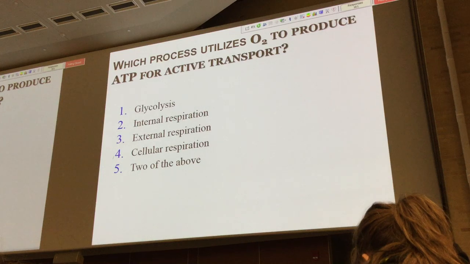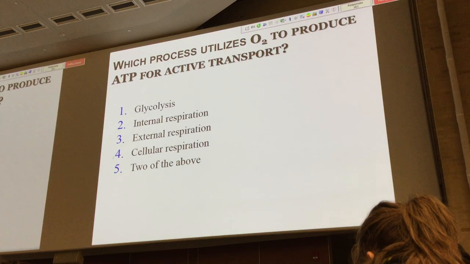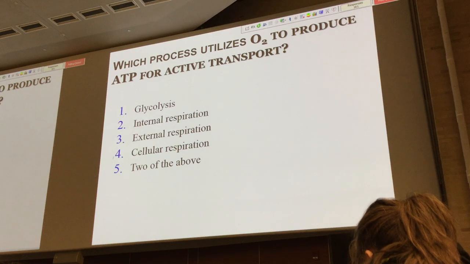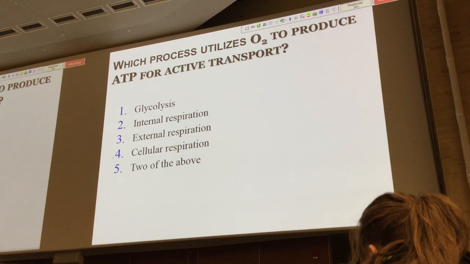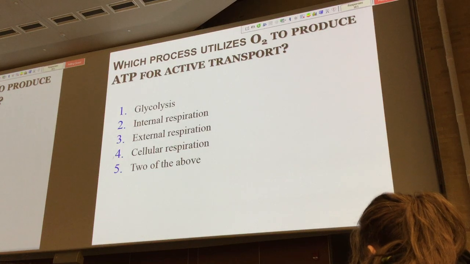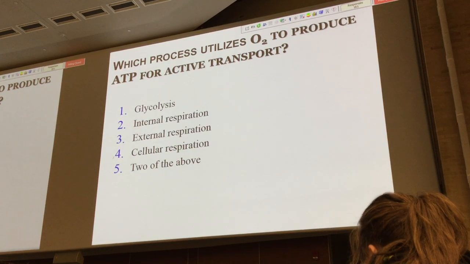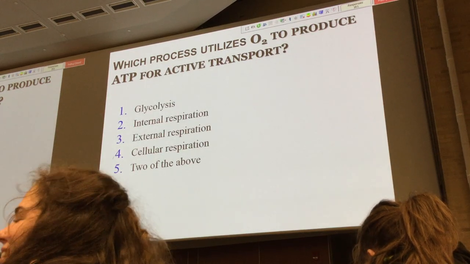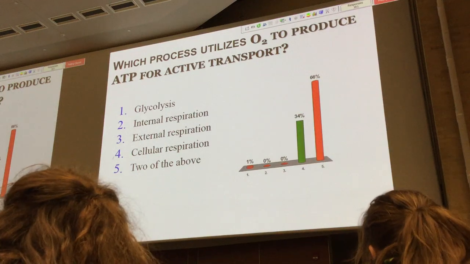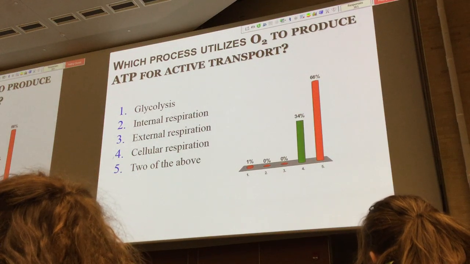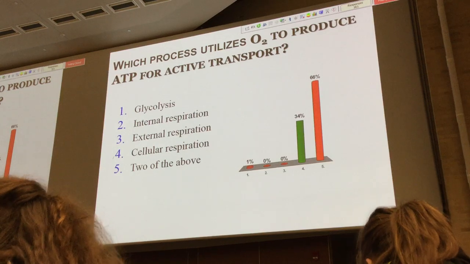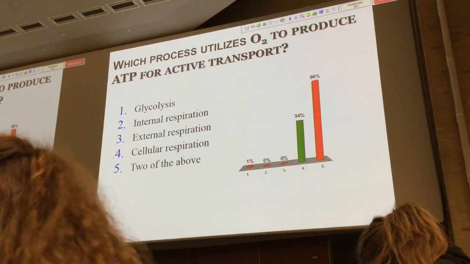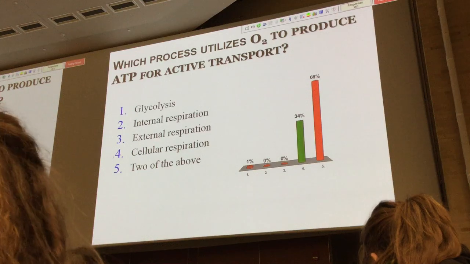Okay, considering how you did on the exam, I bet the correct answer had about 28%. Because it's not two of the above. Why are you laughing, Emily? Because you're so predictable? Of course. Well, thank you. It's not 28, it's 34. That's within the margin of error. Okay, stop.